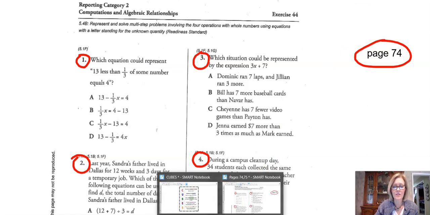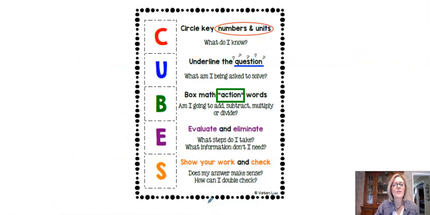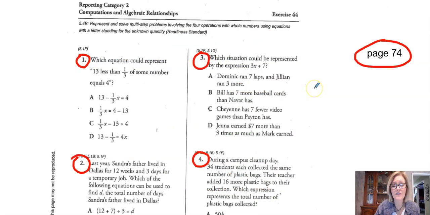Now, I also want to remind you that you don't ever solve a problem before you think it through. You circle your numbers and units, underline your question, know what you're being asked, box your action words, and this is going to be important because there are going to be those kind of clues in these problems, a lot of them. Evaluate what you know, eliminate what you don't need, and then show your work. Always show your work. So right now, pause the video and get to work and then come back when you're done.